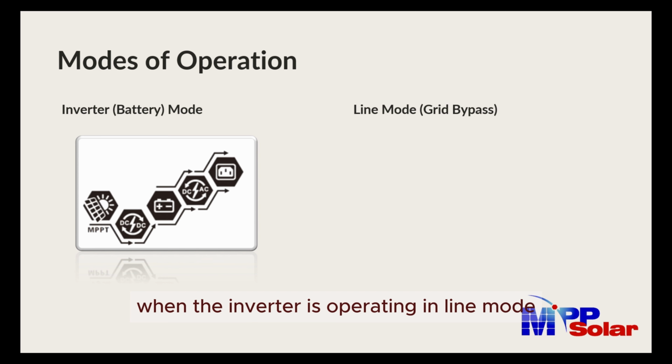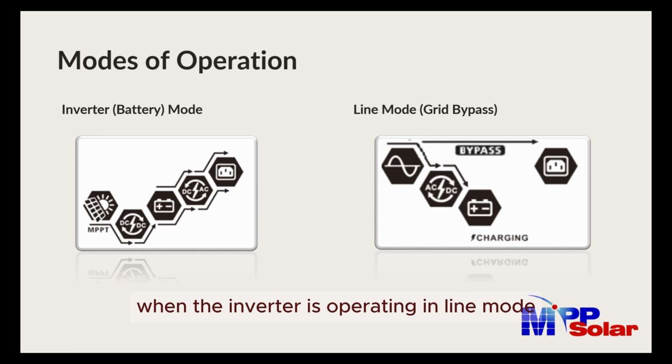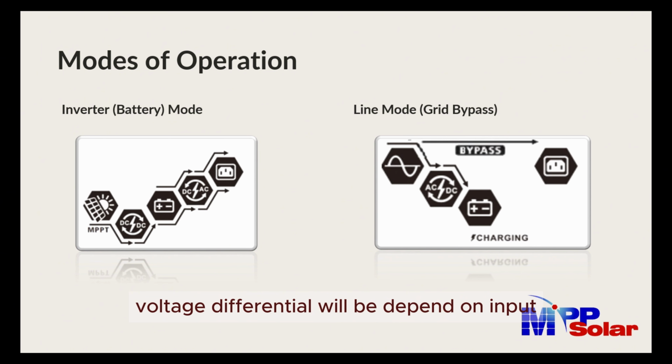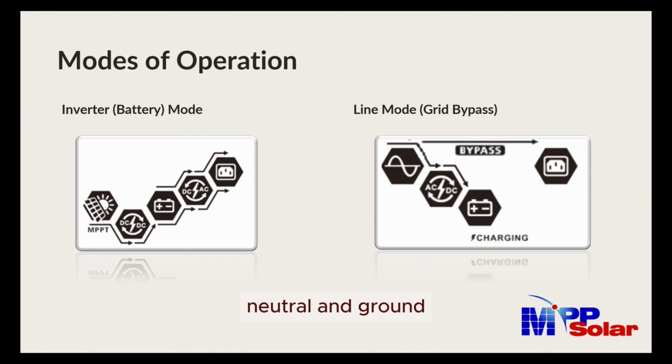When the inverter is operating in line mode, the NG bond by default remains open and the output neutral and ground are not connected. Voltage differential will depend on the input neutral and ground, and given mains input per electrical code should have an NG differential of 0, the output neutral and ground, therefore, should also be 0. This is expected in a bypass situation.